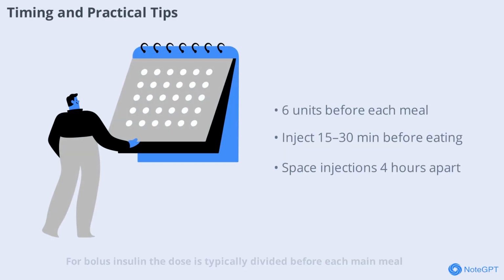For bolus insulin, the dose is typically divided before each main meal. In our example, that means about 6 units before breakfast, lunch, and dinner. It's important to inject mealtime insulin roughly 15 to 30 minutes before eating, especially when using regular insulin. Also, injections should be spaced at least 4 hours apart to avoid overlapping effects.